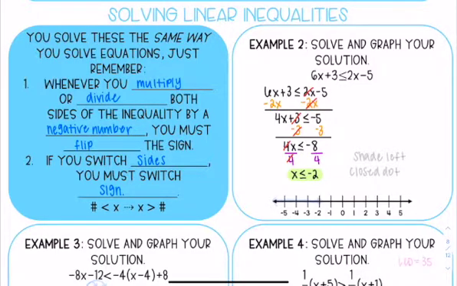So what do we know about this? Because I have the equal to bar underneath the inequality symbol, that means we're going to use a closed dot. And am I going to shade to the left or to the right? Well, because it's less than, we're going to shade to the left. Remember, the inequality symbol points in the direction that you should be shading. So we're going to put a closed dot on -2.